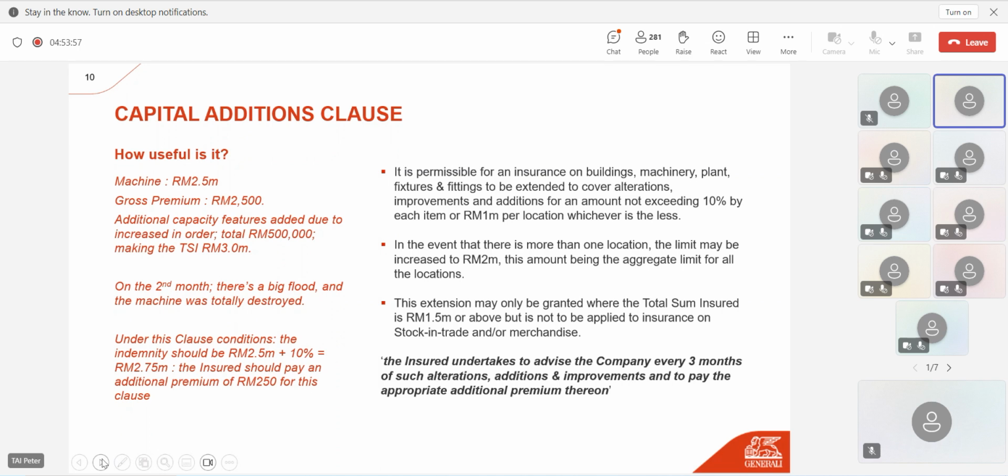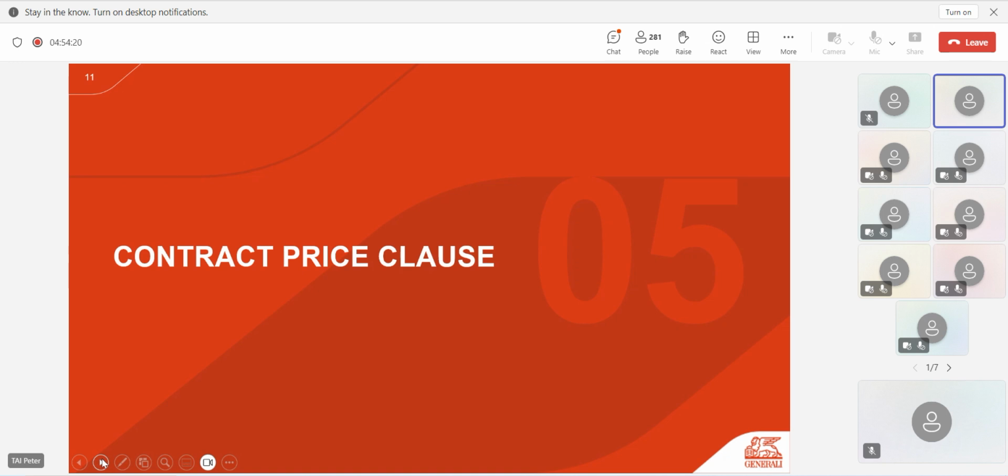So that's the difference. So that's the importance of having a capital addition clause for your machinery, building, plant, fixture, and fittings, for your customer to have peace of mind in the event that they have any additional improvement to their machine, and then they forgot to tell you within that 3 months period. Okay. All right. So next we move on to what we call the contract price clause.